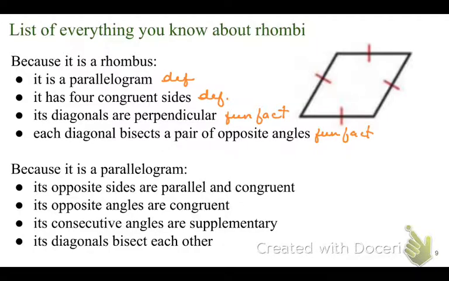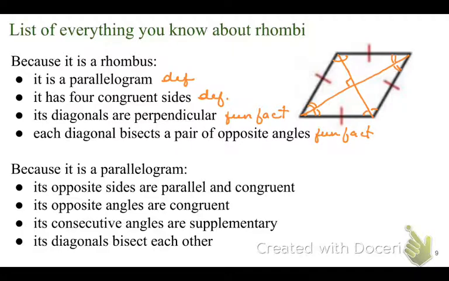So we can go over here. It has 4 congruent sides, which are marked. Its diagonals are perpendicular, and each diagonal bisects a pair of opposite angles. So that's a rhombus.